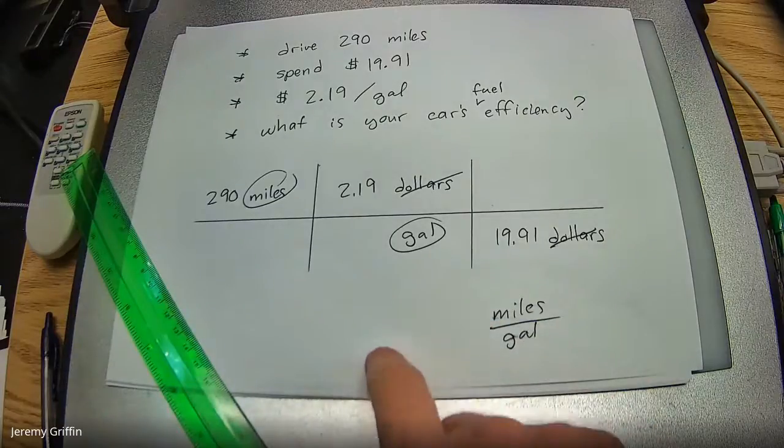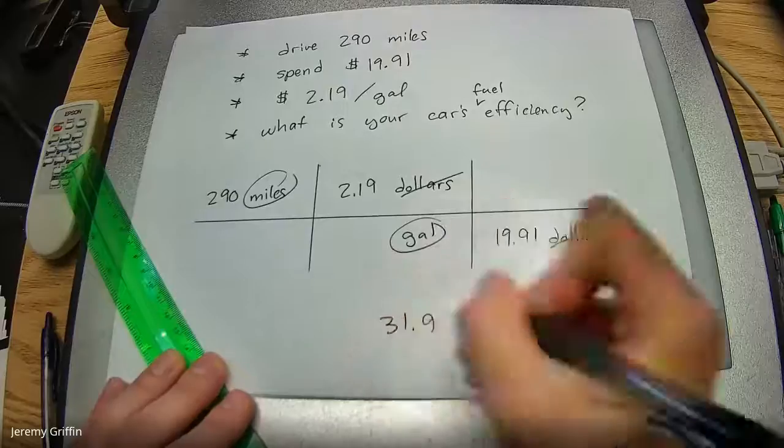So what did you guys get? 31.9. Is that what you guys got? We've only got 32.